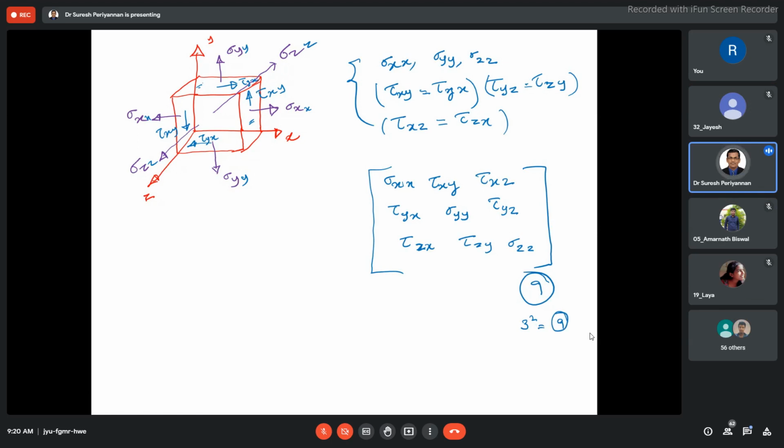Corresponding strain tensor you are able to write. Now we are reducing to 6 components, but this is a second order tensor. Stress and strain are second order tensors.